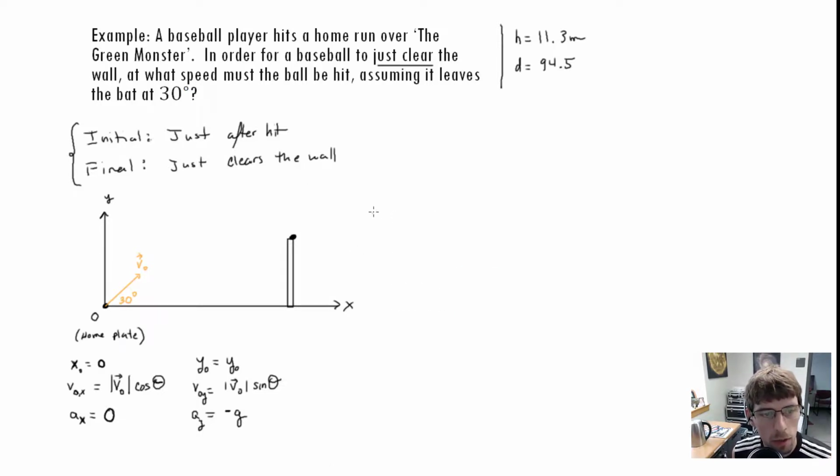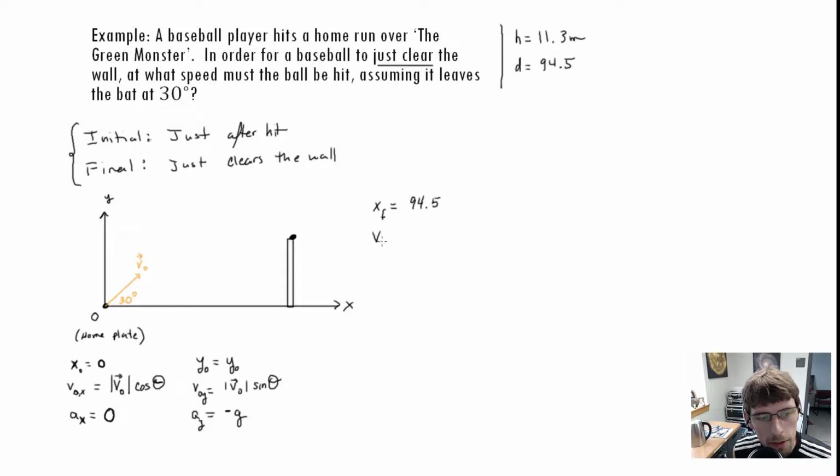And I'll go ahead and do all of these. So we have x final. Well, we're told the distance from home plate. So this should be 94.3 meters. Oh, excuse me, 5. Do what I say, or do what I write, not what I say. And I seem to have messed that up even worse. Okay, 94.5 meters. So we have that value.